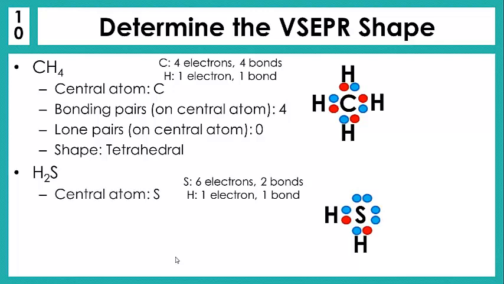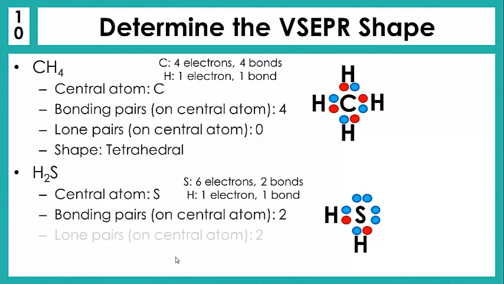So my central atom is sulfur. There are 2 bonding pairs on the central atom, so 2 single bonds with the hydrogens. Sulfur also has 2 lone pairs, so the 2 blue electrons that are paired together, that's a lone pair. So I have 2 of those lone pairs on sulfur. So according to our VSEPR sheet, that shape is going to be bent.